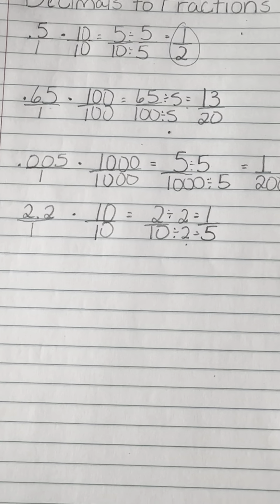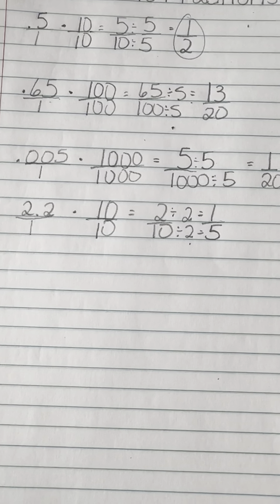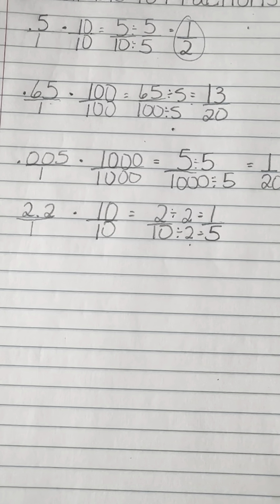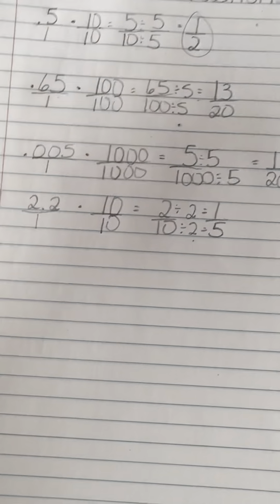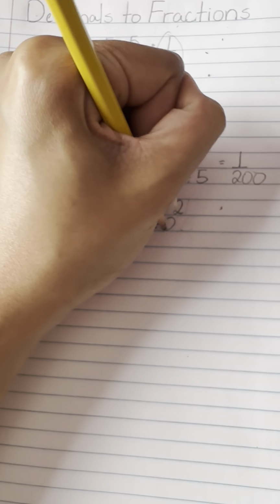So that is how you, oh, I'm sorry, I did this wrong. Give me 1 second. It's going to be 22 over 10. I think something was a little off. Divide by 2, divide by 2.